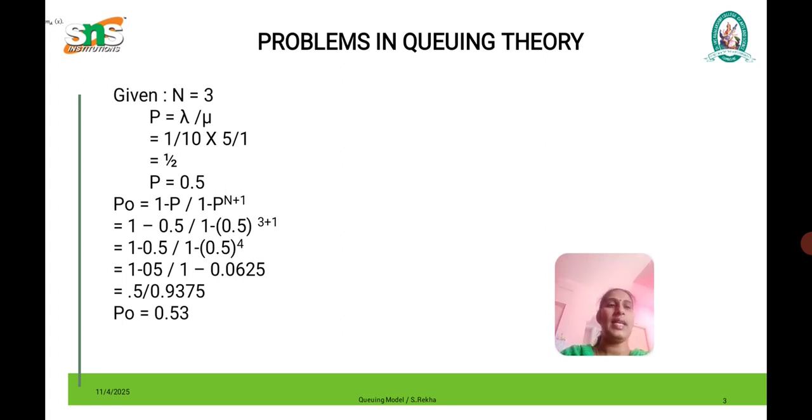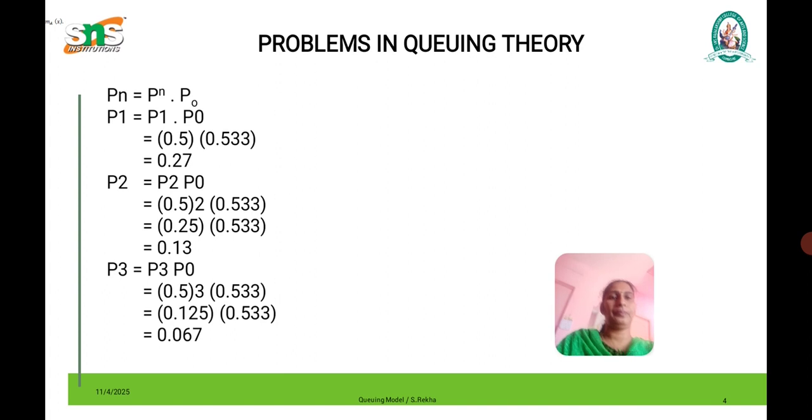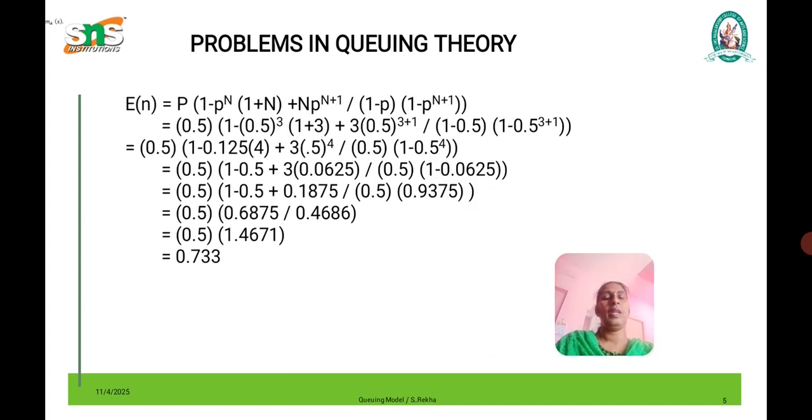So this is the probability of number of trains in the system. Next thing is En, that is the expected average number of times we are going to calculate. The formula for this is P into (1 minus rho power n) into (1 plus n into rho power n plus 1) by (1 minus rho) into (1 minus rho power n plus 1).